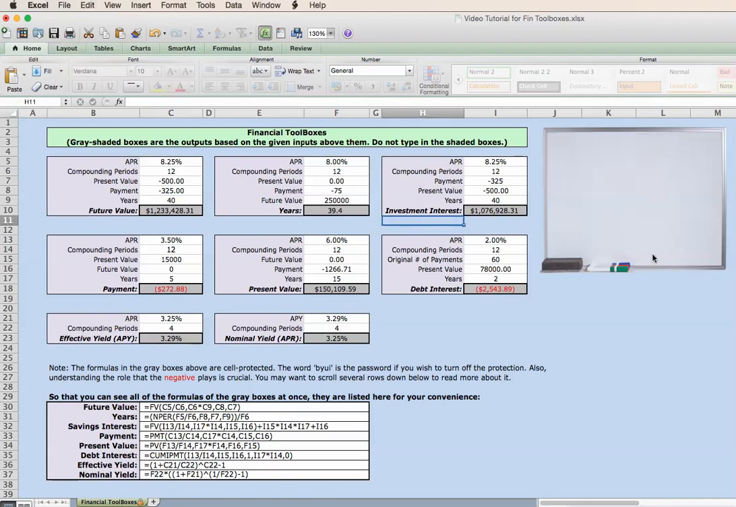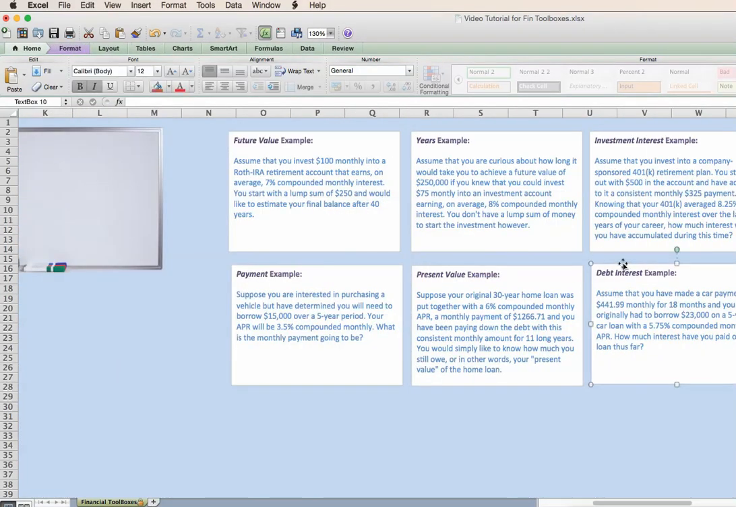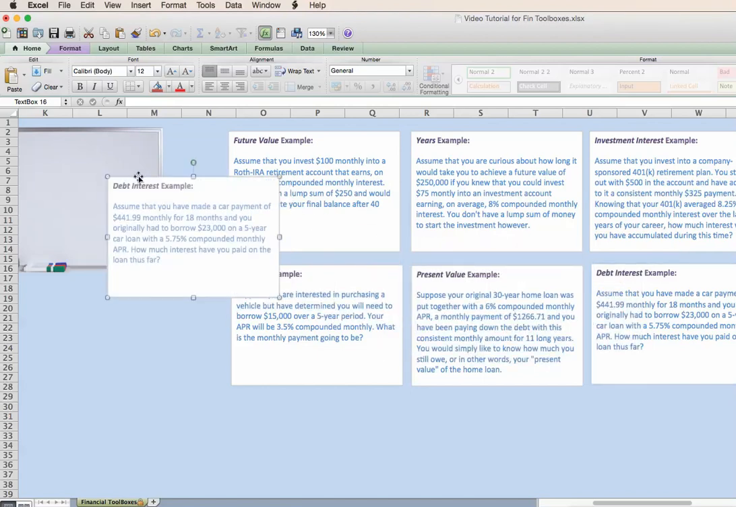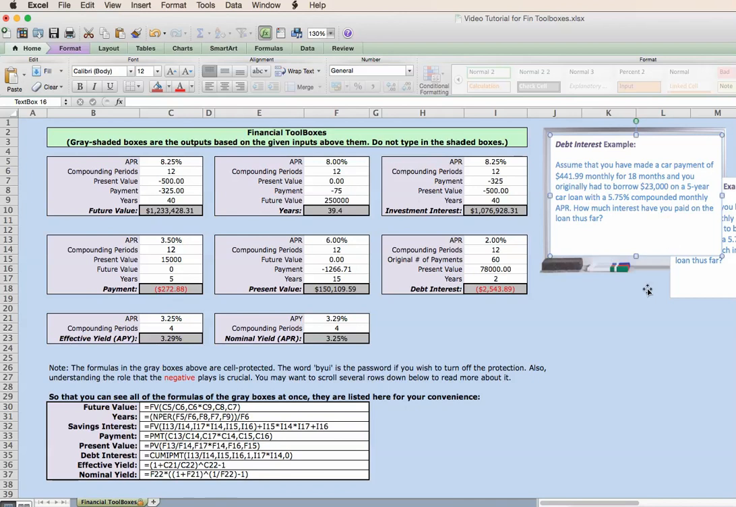So I'm going to take that one out and zip over here and grab the debt interest one. There we go. Paste that right in here to my little whiteboard. I hope you like the whiteboard that I worked hard to build, pixel by pixel, color by color. It was very time consuming. No, I'm just kidding.